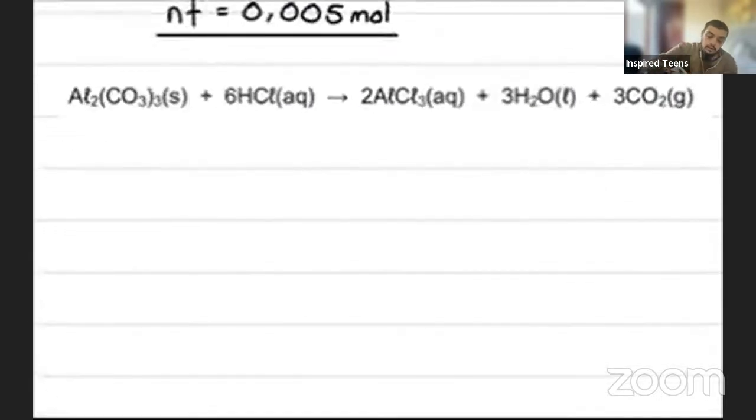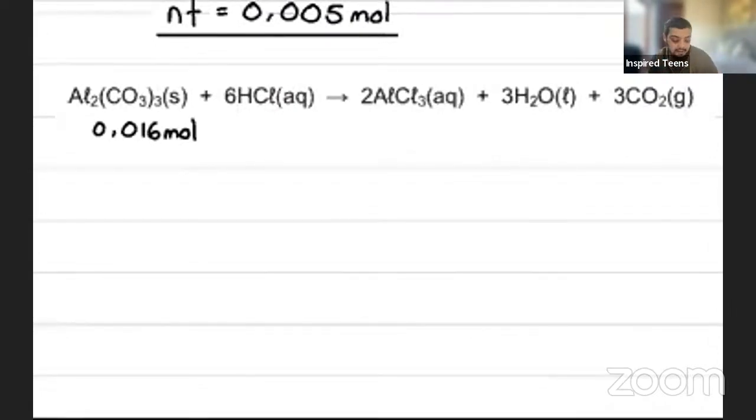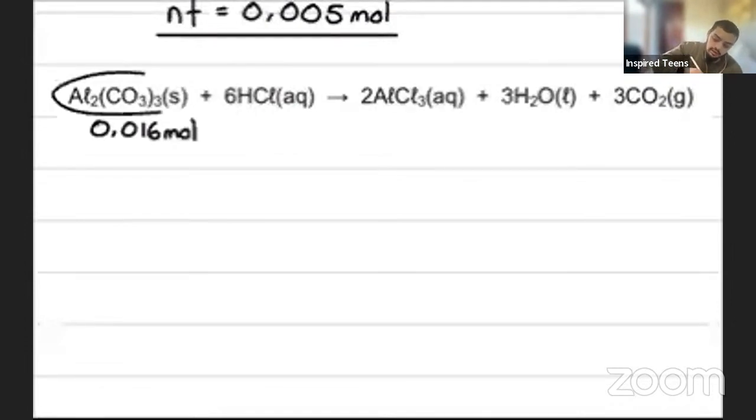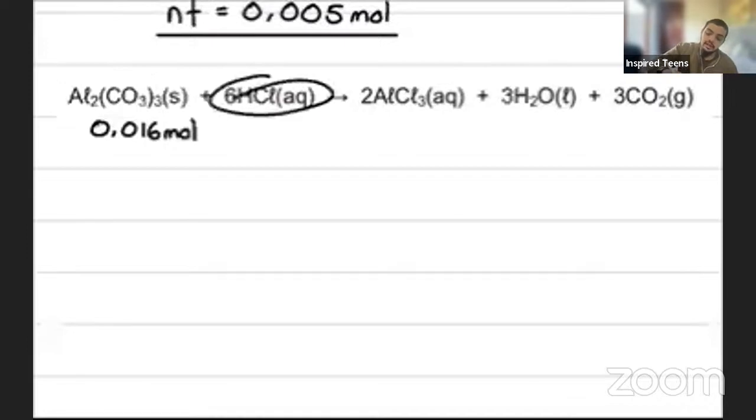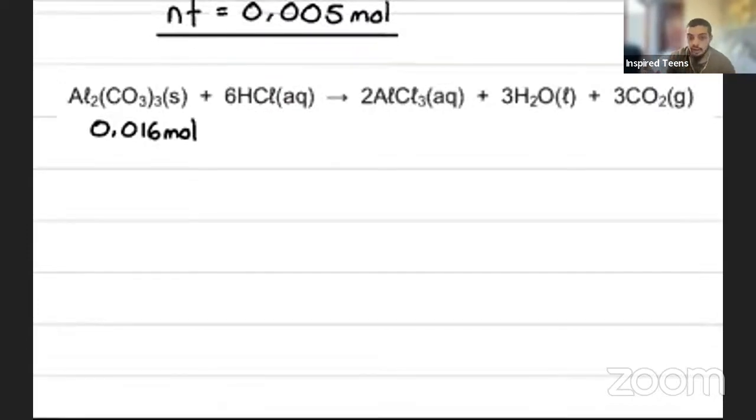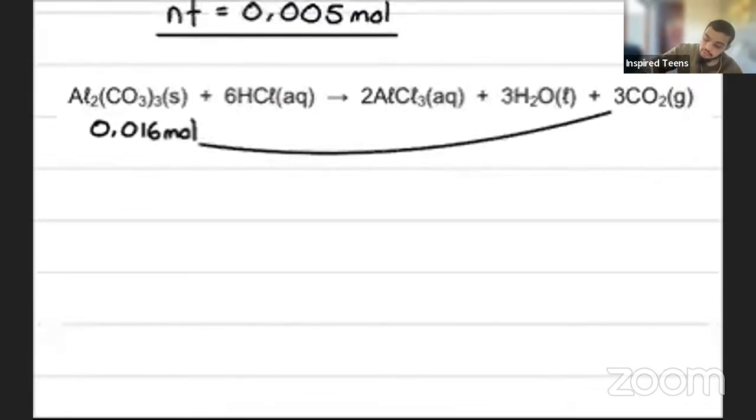Okay, we know that this here has 0.016 moles. We know that this is what completely reacts, right? Because remember, if one is in excess, the other is the limiting reagent, and the limiting reagent always completely reacts. So all of this reacts, and the other is in excess. They want to know the maximum amount of carbon dioxide that can be produced, so we want to use these moles to get the moles of CO2.